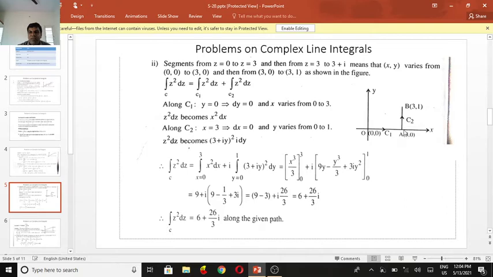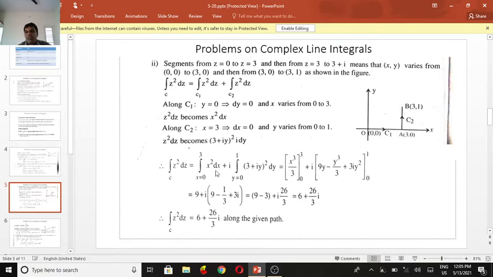From the line AB, this is along the curve C2. So x equal to 3, x already ran from 0 to 3, so dx is 0, the derivative of that. Again, y varies from 0 to 1. So z square becomes 3 plus i y, whole square. That is, the integral of z square dz should be equal to the integral of x from 0 to 3 of x square dx plus i times the integral of y from 0 to 1. So along the curve C1, x varies from 0 to 3. Along the curve C2, y varies from 0 to 1.